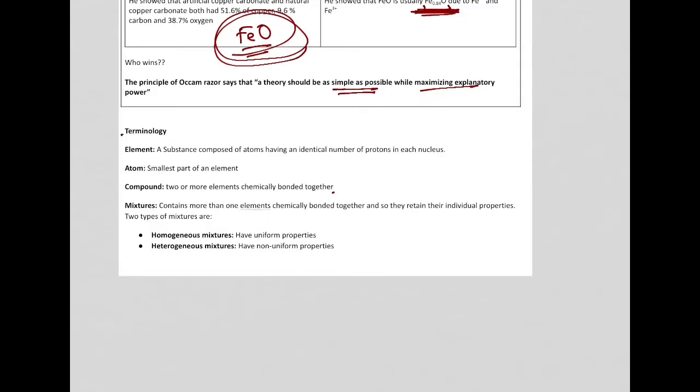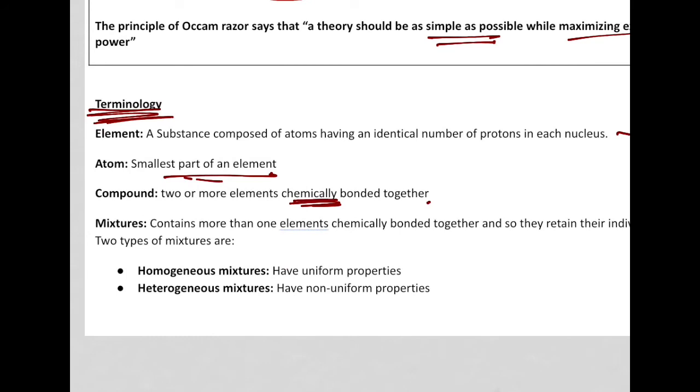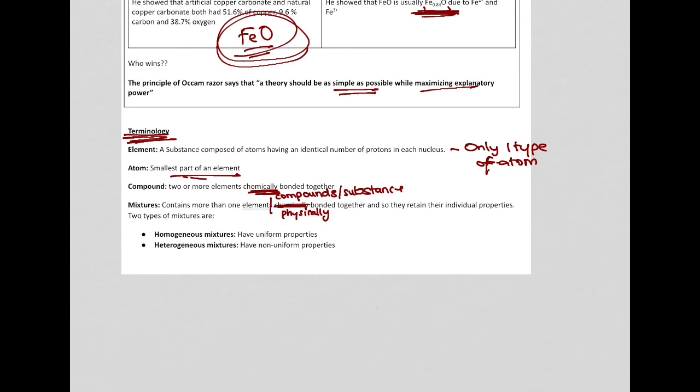Now, get your terminologies right in case you're still unsure about that. An element consists of only one type of atom. An atom, as you know, is the smallest part of an element. A compound has two or more elements chemically bonded together. A mixture, you can have more than one element, or more than one compound, or in general, we can say more than one substance, but they have to be physically bonded together, and so they retain their individual properties.